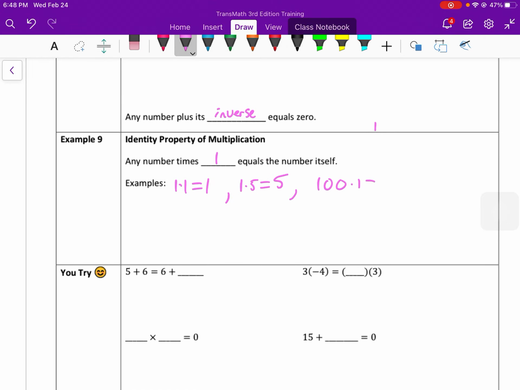And again, we can do a really big number. 100 times 1 is 100. We can do negative numbers. Negative 45 times 1. It's a negative times a positive, so the signs are different, so it'll be negative. 45 times 1 is 45, and we keep the sign, negative 45.